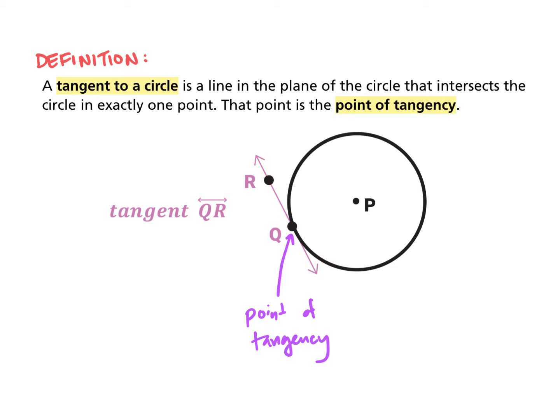And again, one of the phrases we might see on a picture like this is we might see some kind of description that says that line QR is tangent to circle P. Right, that might be a descriptor of what's happening here. And point Q would be that point of tangency.